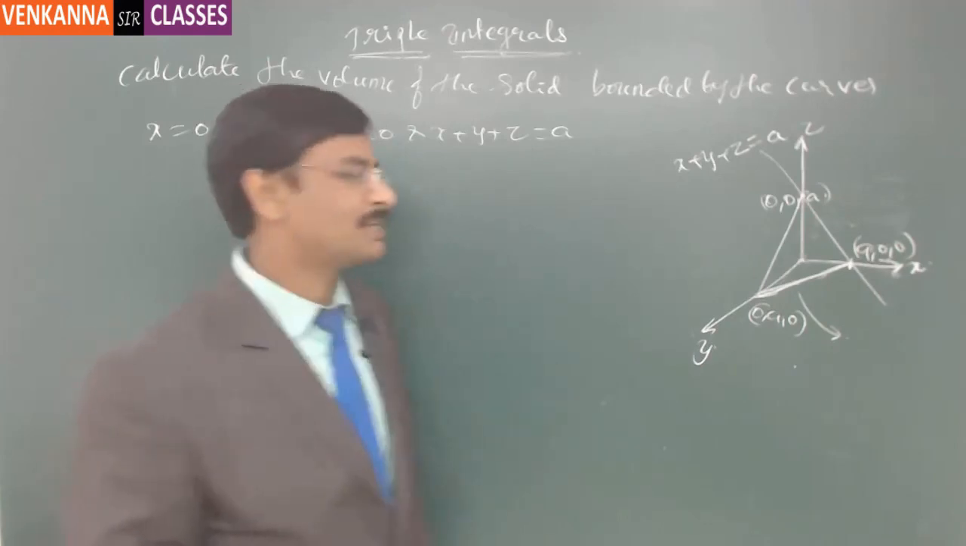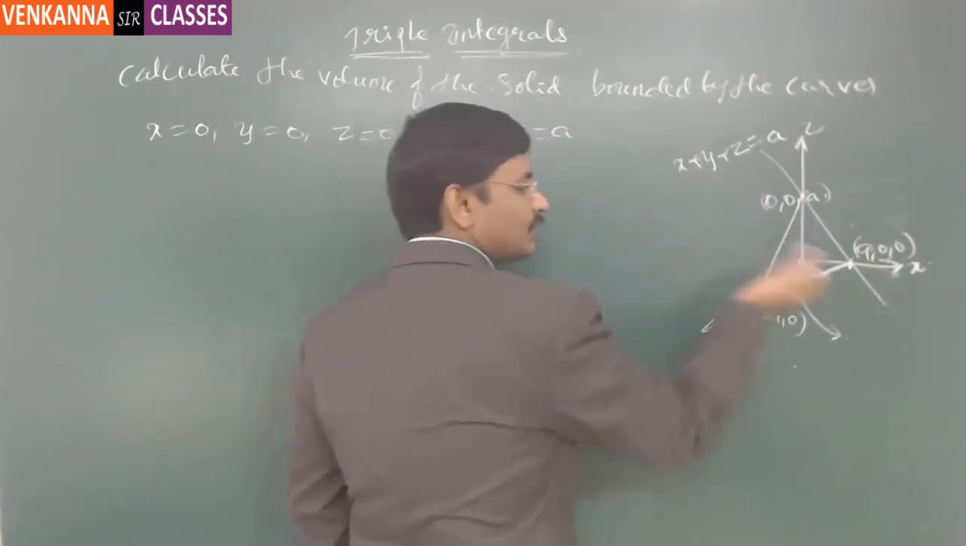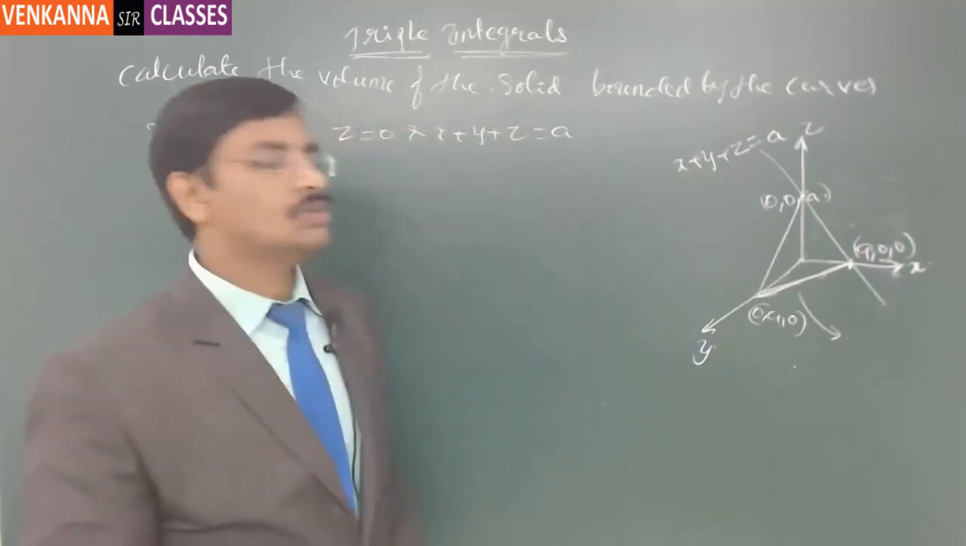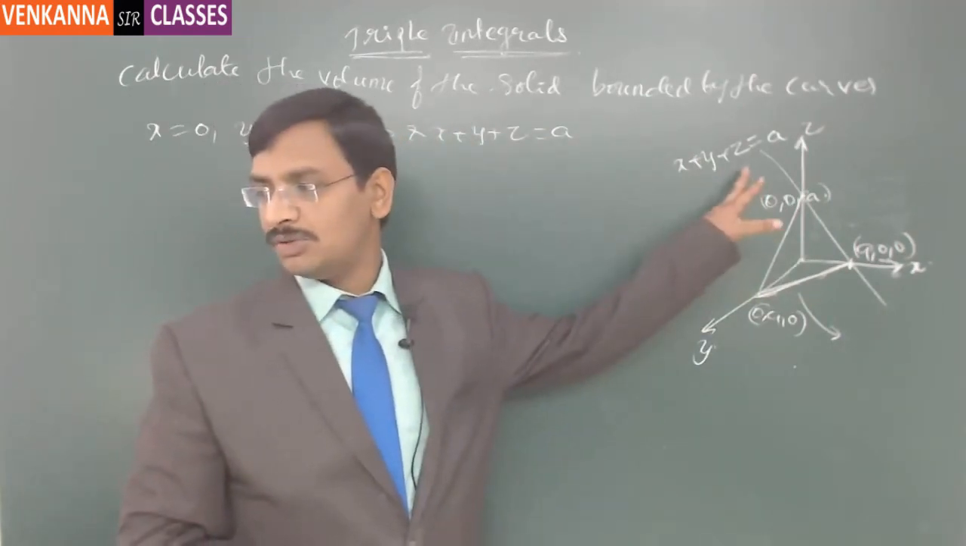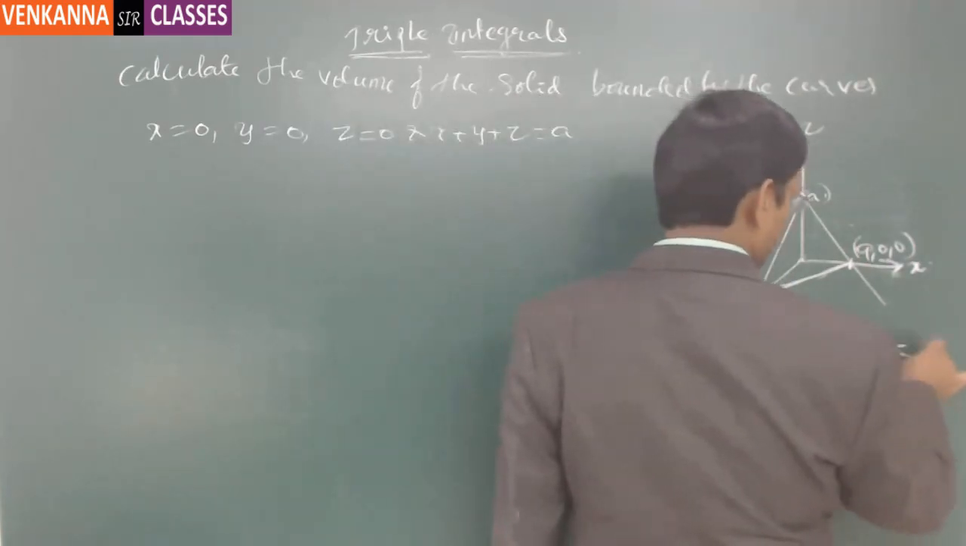Yes, x plus y is equal to a. That you can derive from this equation. So I am talking about the straight line on the xy plane. If it is on the xy plane, then z will be 0 in this equation. So this will be x plus y is equal to a. This is the straight line.